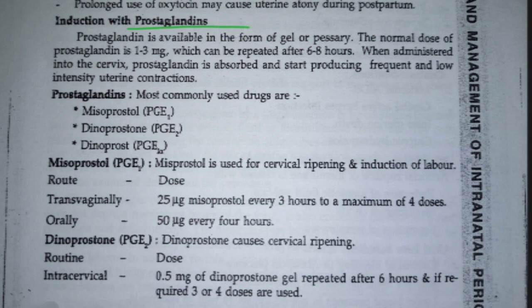Prostaglandin is available in gel form as well as in tablet form. We have three options for it: misoprostol, dinoprostone, dinoprost. These three function mainly to induce labor by ripening the cervix. Now, how is the dosage provided? Transvaginal, that is in the form of gel ointment. 25 microgram will be provided every 3 hours and 4 times it should be provided. Then automatically the normal delivery will start to begin. If it is oral, then 50 microgram will be provided, for every 4 hours it will be given. Then automatically the normal delivery will occur.